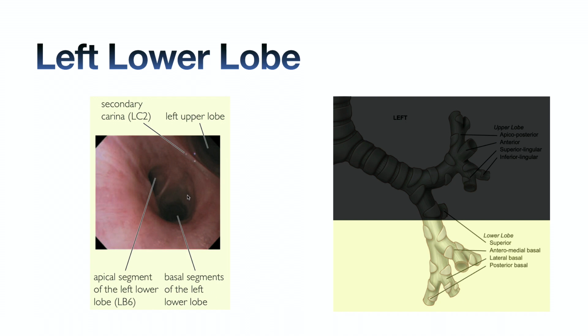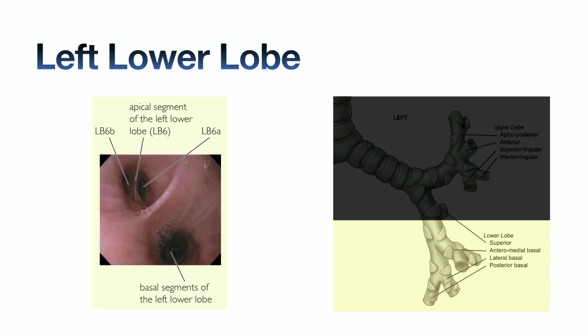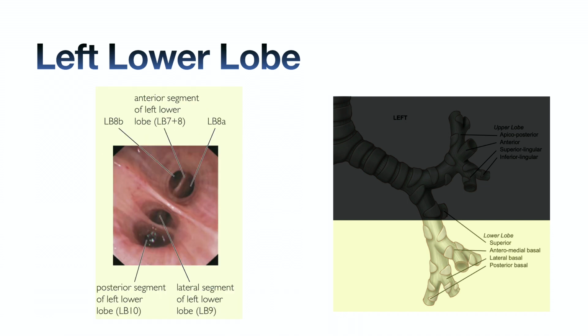Similar to the right side, the first opening that we'll see is the apical segment of the left lower lobe, and then we will enter the basal segment. The basal segment is also divided into a few compartments. Compared with the right side, usually the left lower lobe only has 3 segments: the anterior, the posterior, and the lateral segment. And typically the medial segment is missing on the left side.